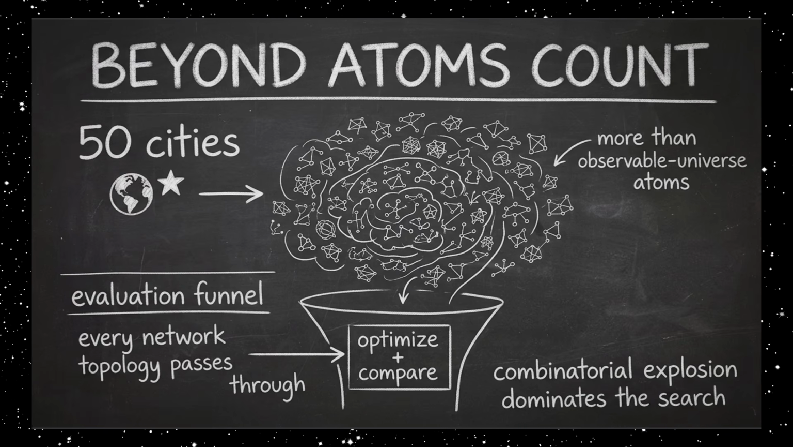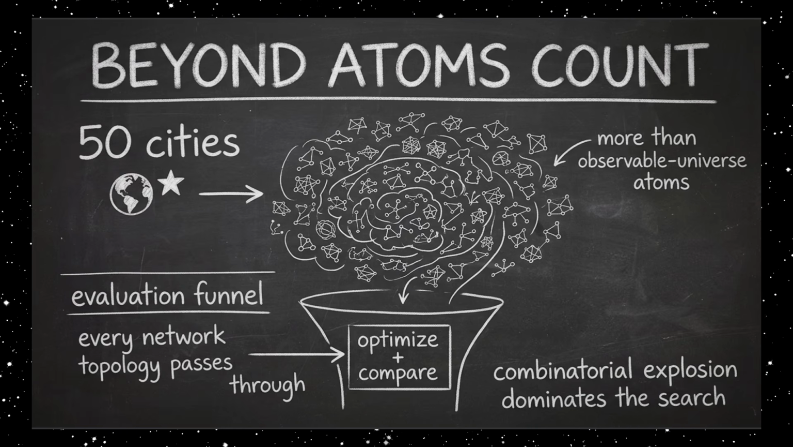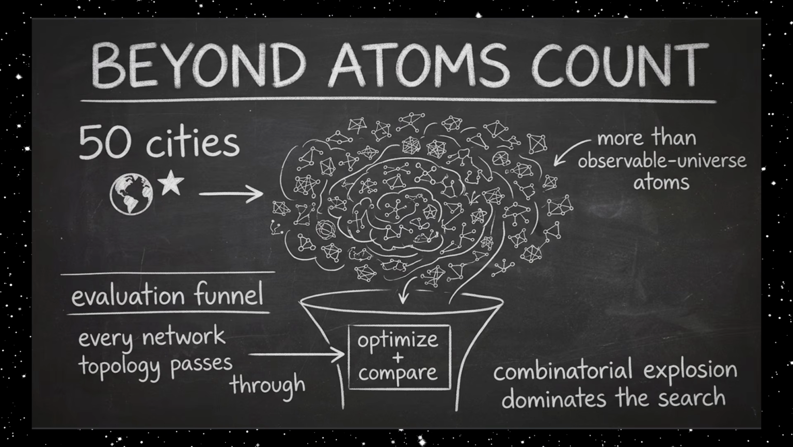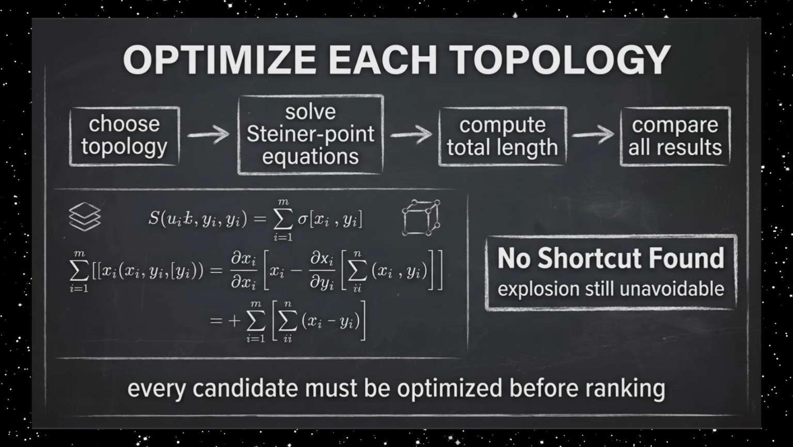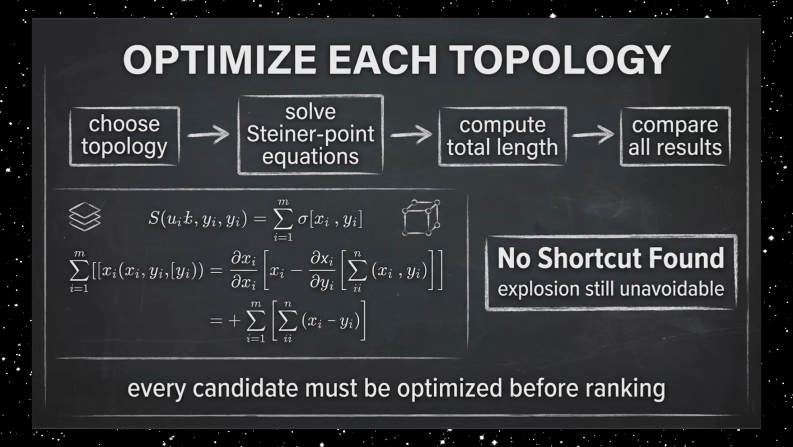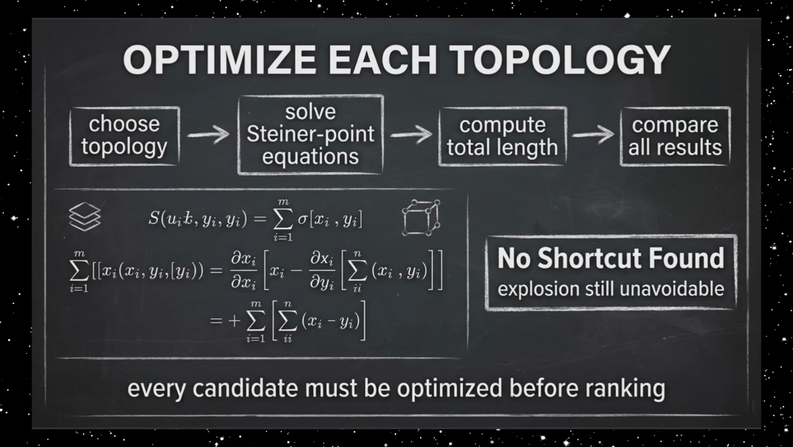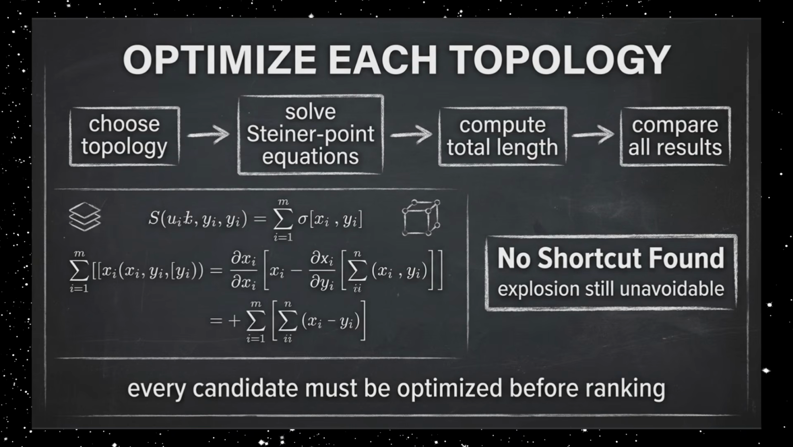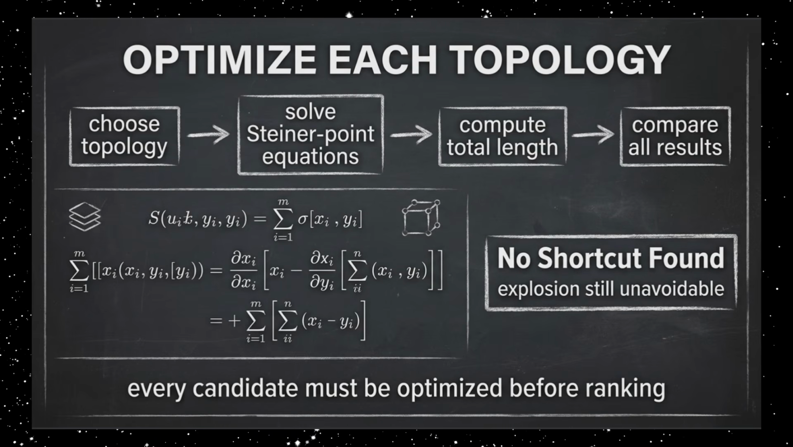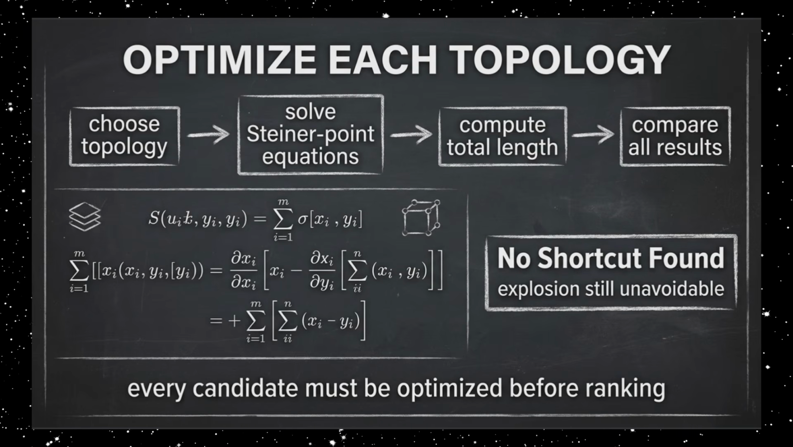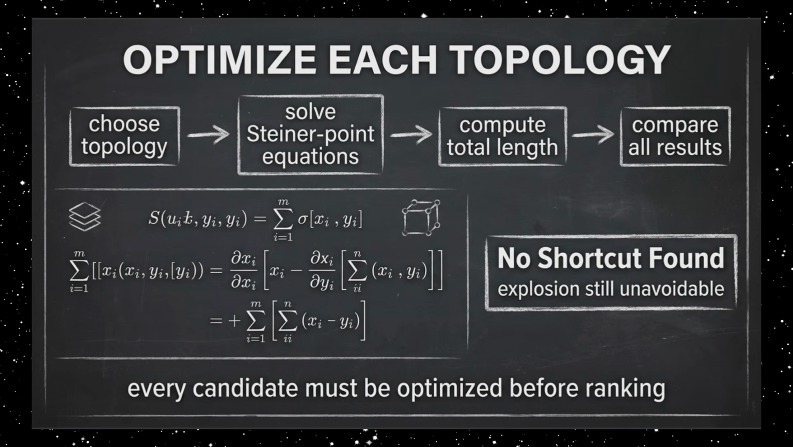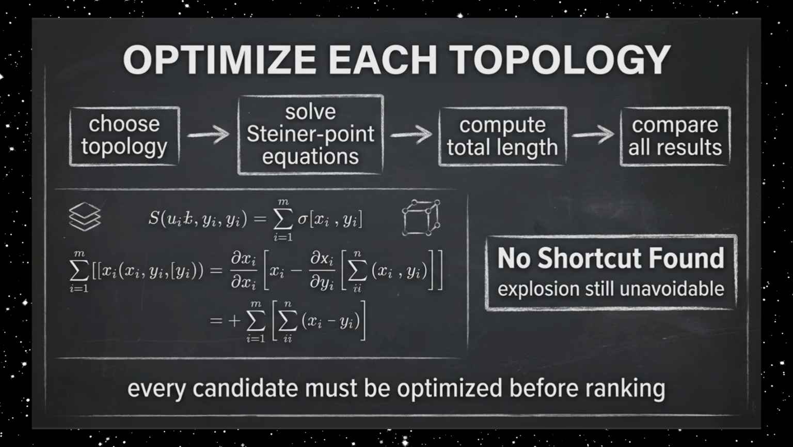And each of those topologies, each possible arrangement of Steiner points and connections, has to be evaluated. For each one, you need to find the optimal positions of the Steiner points within that topology, which itself requires solving a set of equations. Then, you compare the total lengths of all the optimized topologies and pick the shortest. Nobody has found a shortcut that avoids this explosion.